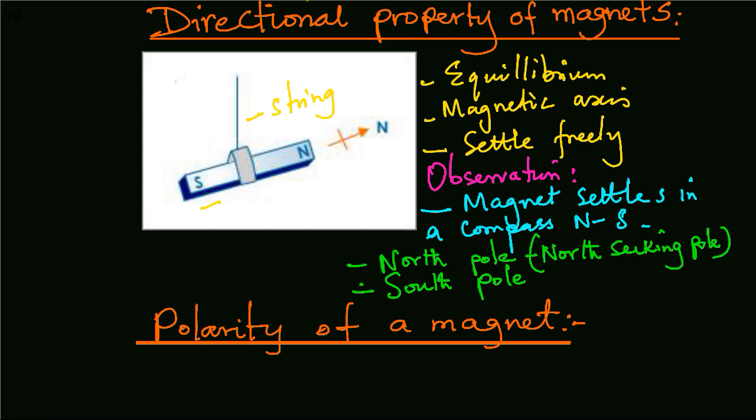Remember, the North Pole can also be called north-seeking pole, while the South Pole can also be called south-seeking pole. And these ends of the magnet point to the compass north and south directions respectively.